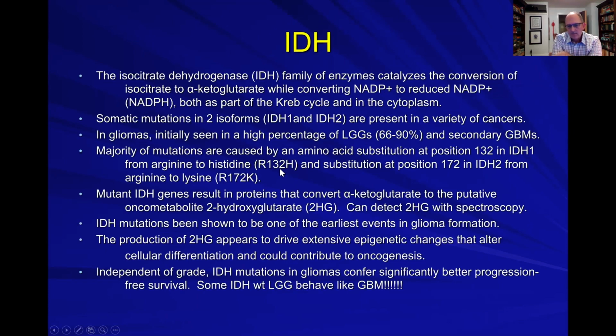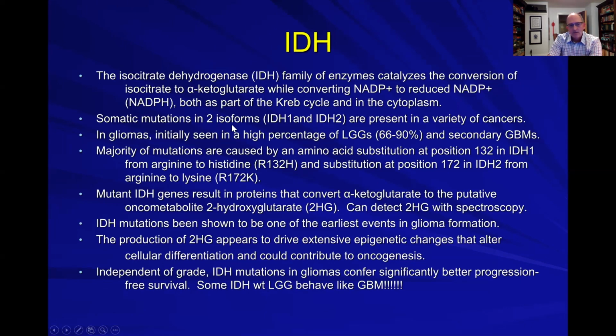So I mentioned in that classification scheme the important addition of IDH status. And so this is probably important for you to know about. So let me tell you about that. IDH stands for isocitrate dehydrogenase. It's a family of enzymes that catalyze the conversion of isocitrate to alpha-ketoglutarate while converting NADP to reduced NADP. And those things are part of the Krebs cycle, and also occur in the cytoplasm.